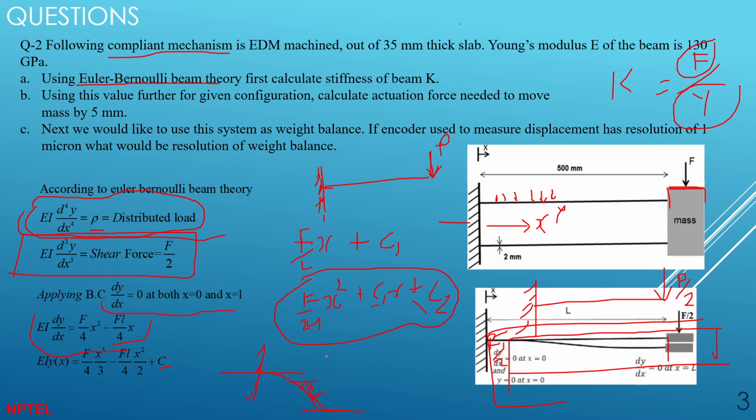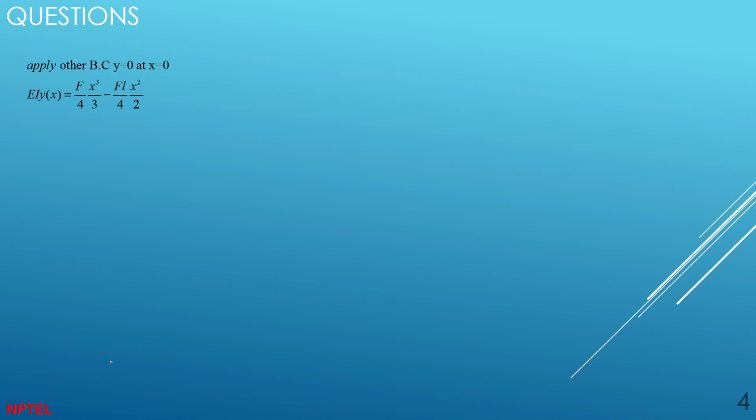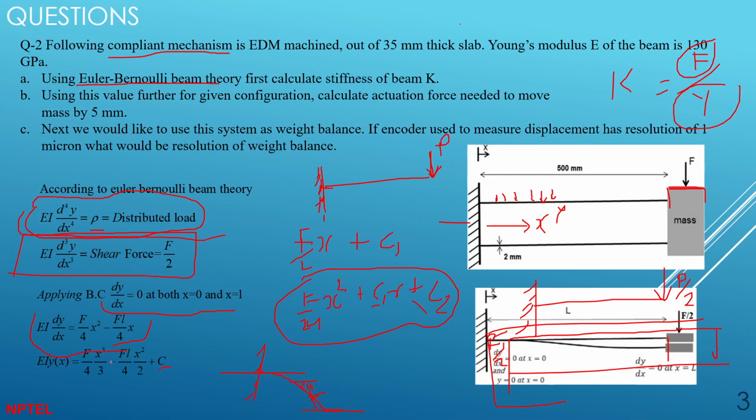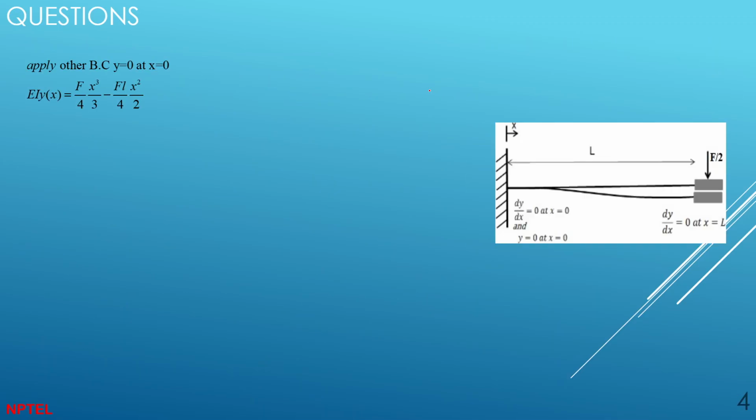So at x equal to 0, y will be 0, deflection is 0, right? The next boundary condition is at the fixed point. Okay, this is what the boundary conditions look like. And so I wanted to ask you to calculate the stiffness of the beam. We will first calculate the maximum deflection, the deflection at the end point.